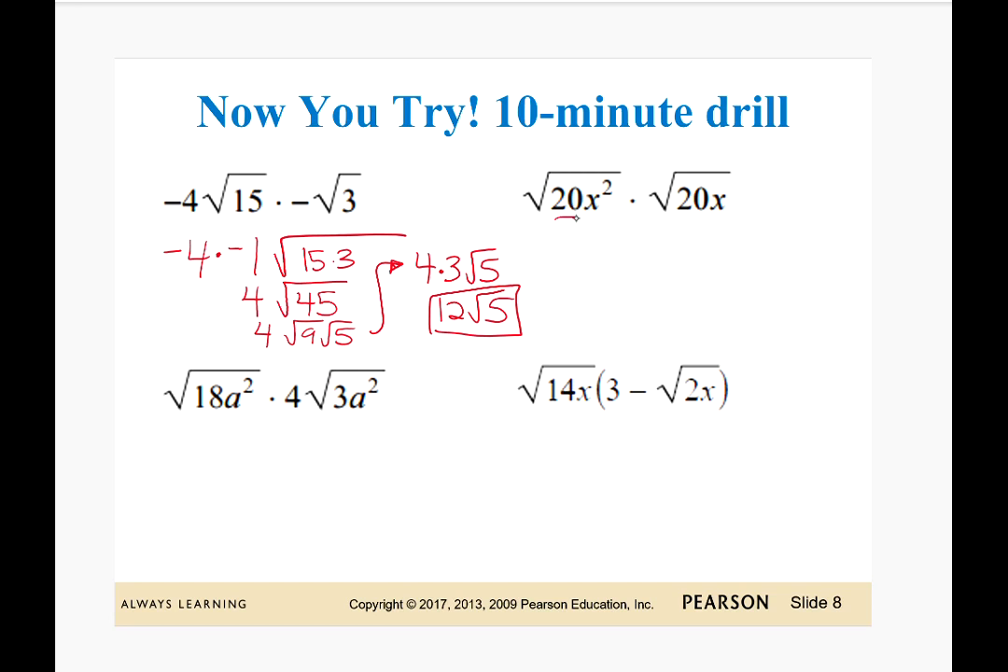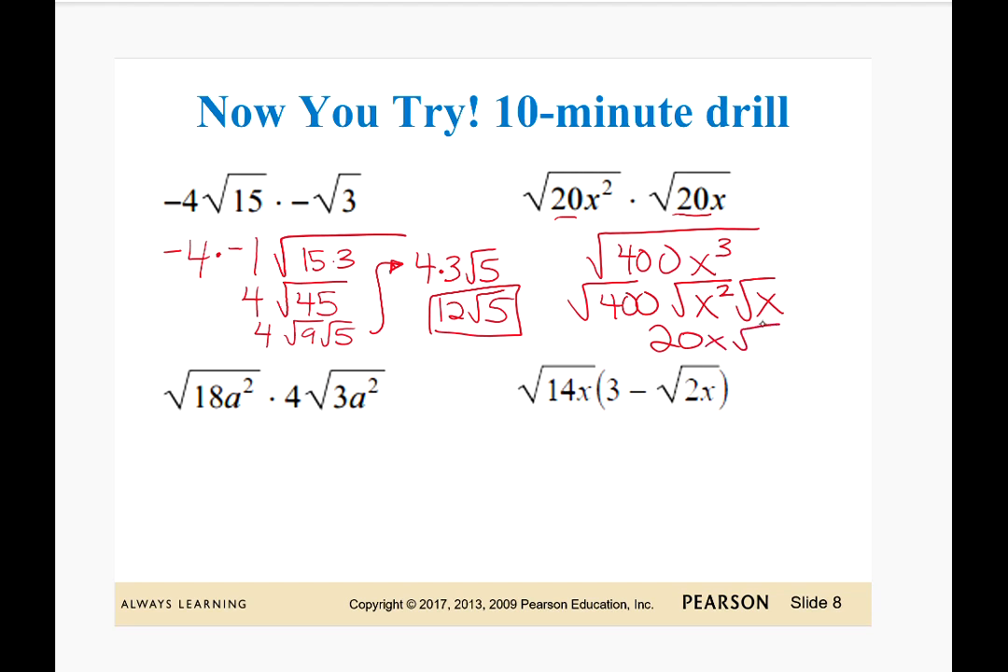All right, so first of all, 20 times 20. Okay, that is 400. And then x squared times x is x cubed. Now, 400 is a perfect square. We just saw that, 20 times 20. So I know 400 is a perfect square. And then x cubed, I'm going to have to break down into x squared times x. So this gives me 20x root x.